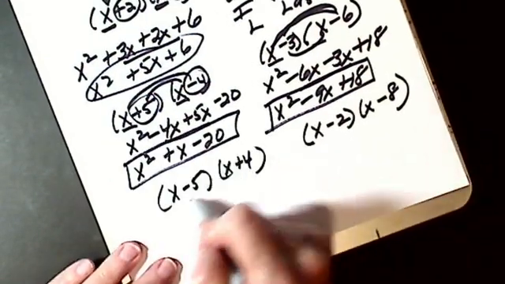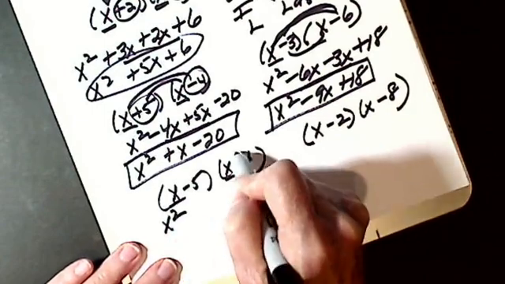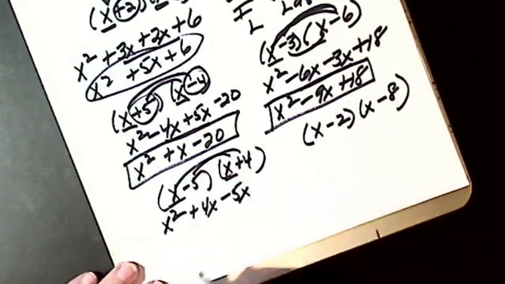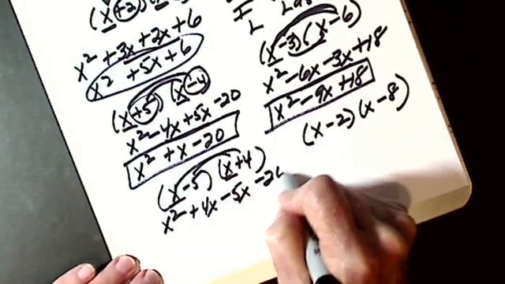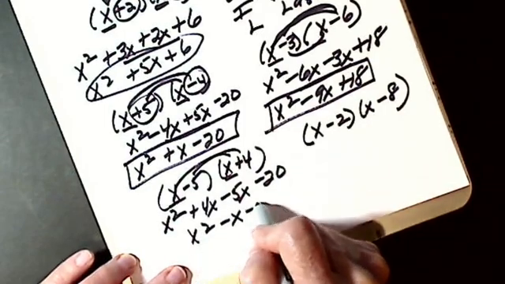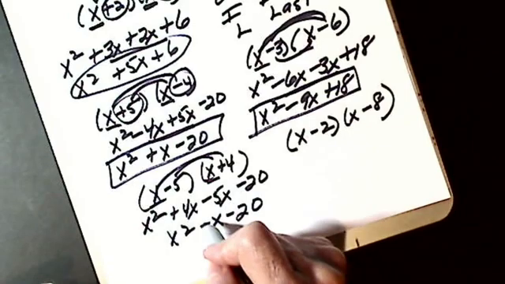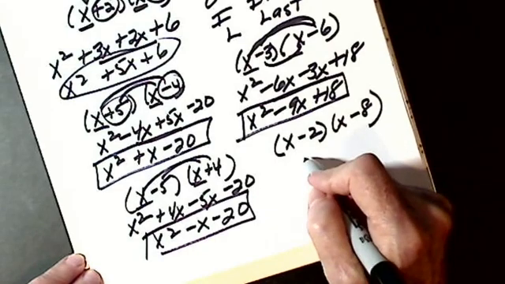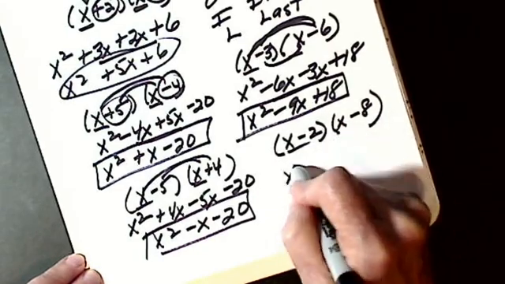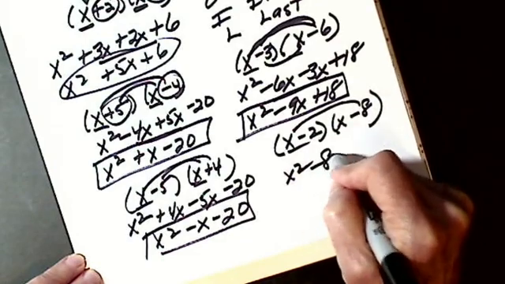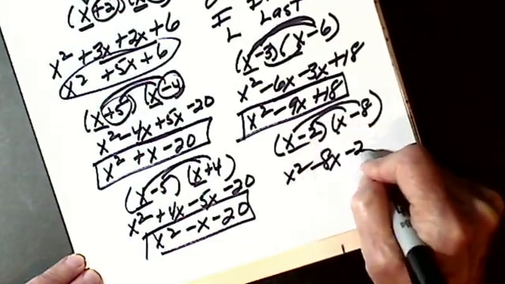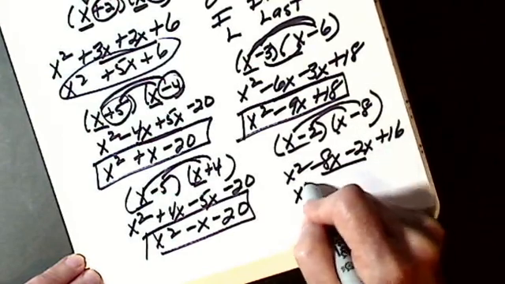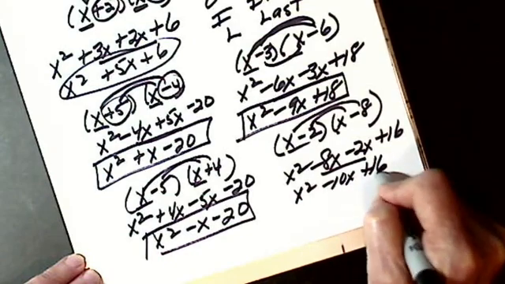So now, I multiply my first, I get x squared. My outers, plus 4x. My inners, minus 5x. My last, negative 20. So I get x squared minus x minus 20. If you want to put a 1, you can, but 1s are understood. Over here, first, I get x squared. My outers, minus 8x. My inners, minus 2x. My last, plus 16. X squared minus 10x plus 16.